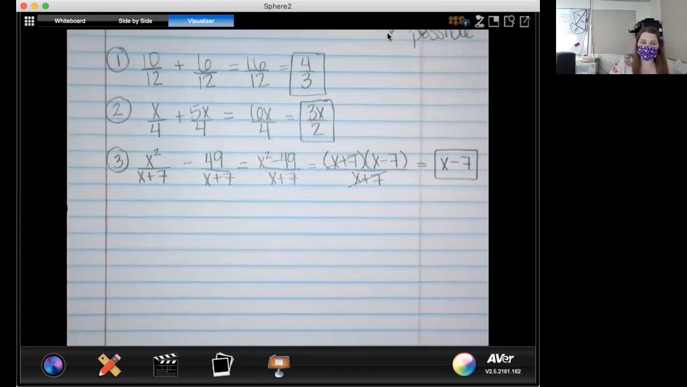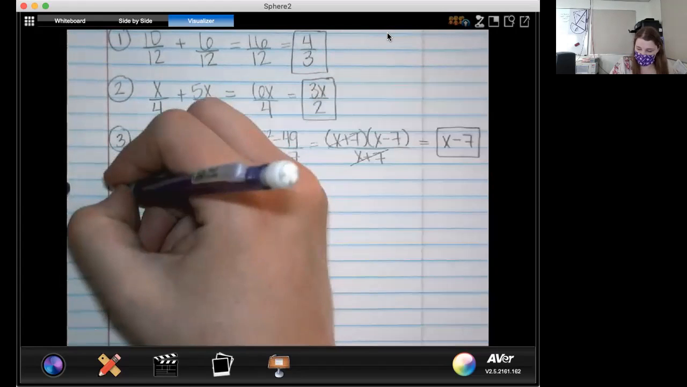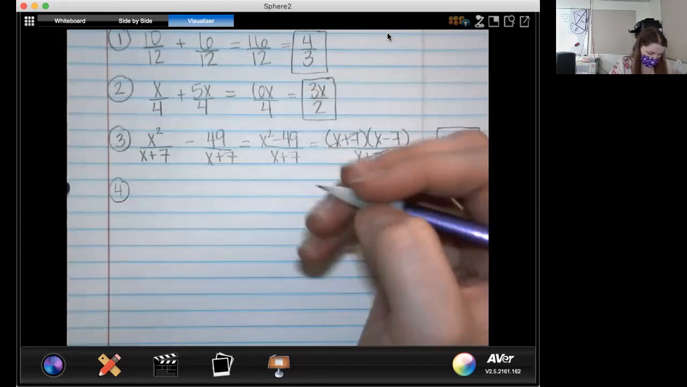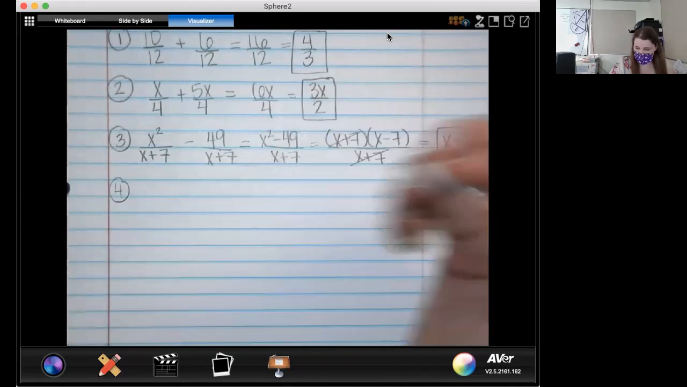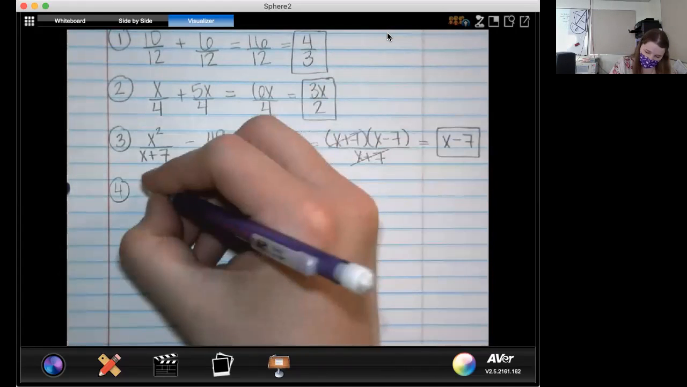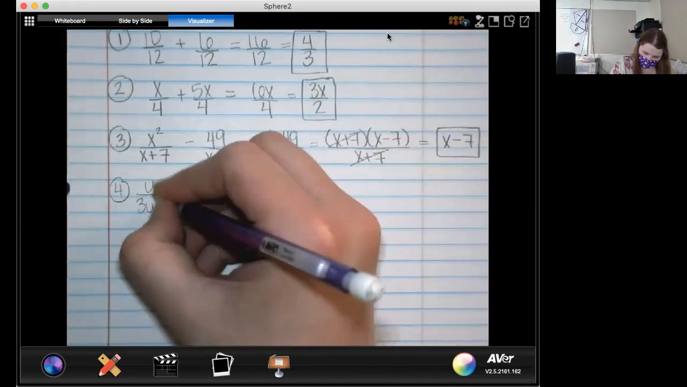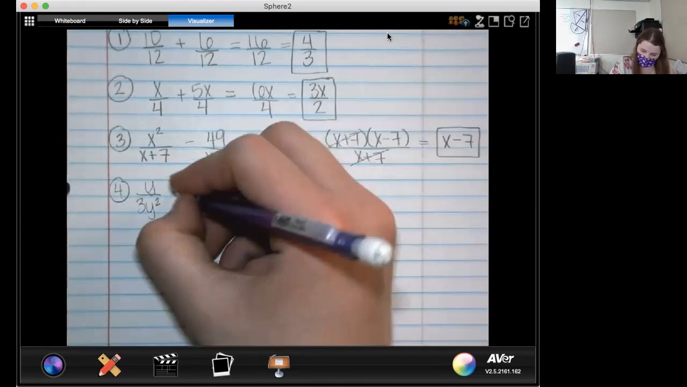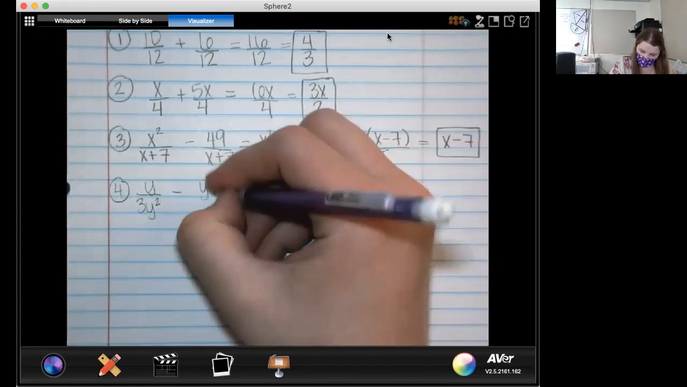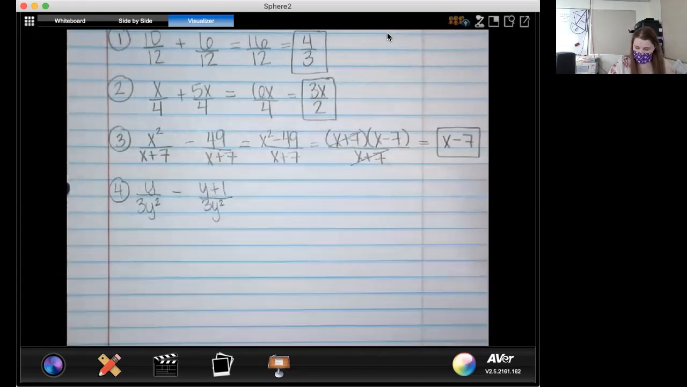Okay, good work. Let's keep building on our skill. Let's throw a subtraction in there. Or we just did a subtraction, sorry. Let's do a subtraction with multiple terms. So y divided by 3y squared minus y plus 1 divided by 3y squared.